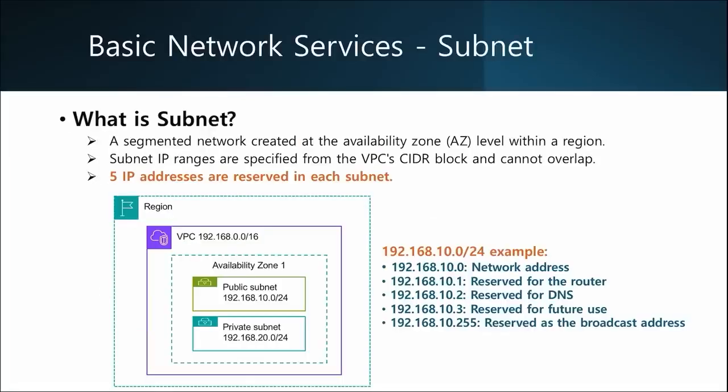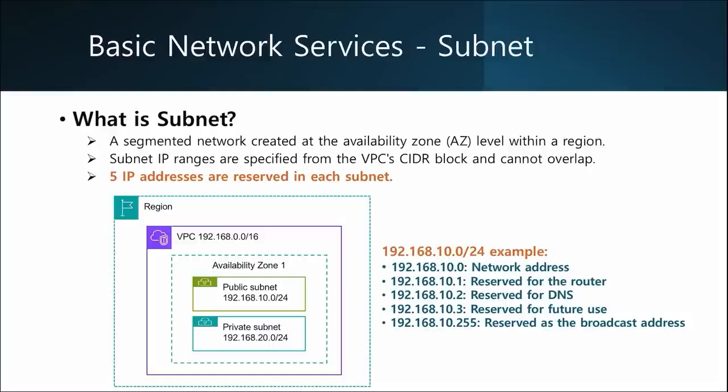Next are the subnets. A subnet is a segmented network created at the availability zone level within a specific region. Subnets are created by specifying an IP range from the CIDR block of the VPC, and the IP ranges of each subnet cannot overlap with each other. Subnets allow you to manage your network by dividing it into smaller units than a VPC, allowing you to distribute network traffic more efficiently and enhance security.